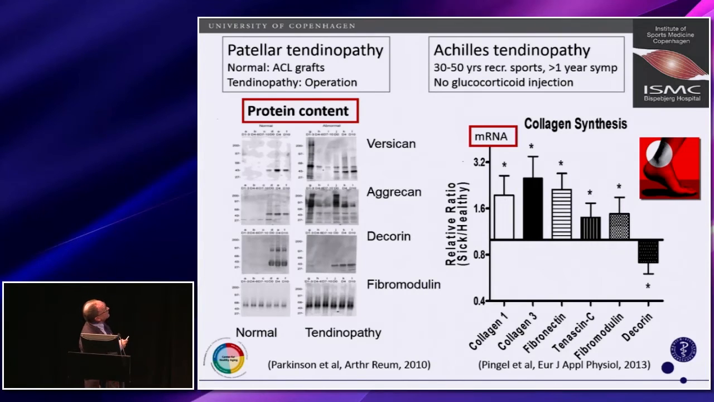Furthermore, whether you look at the protein content or the mRNA in the diseased, tendinopathic area, you can see upregulation of several of the proteins I showed before, which are helping proteins for the structure of the tendon. But it's a consistent finding that the decorin protein, which is very mechanosensitive and very important for the function of the tendon, normally goes down in this situation. Again, further supporting that what we have is an area which is not really tensile loaded in the tendinopathic situation.